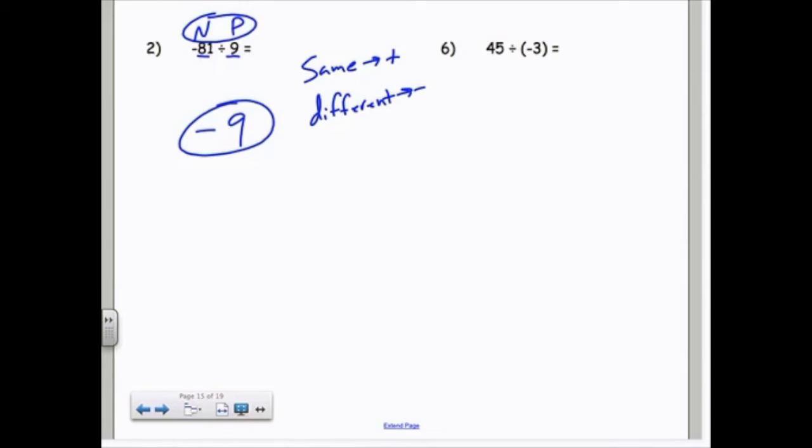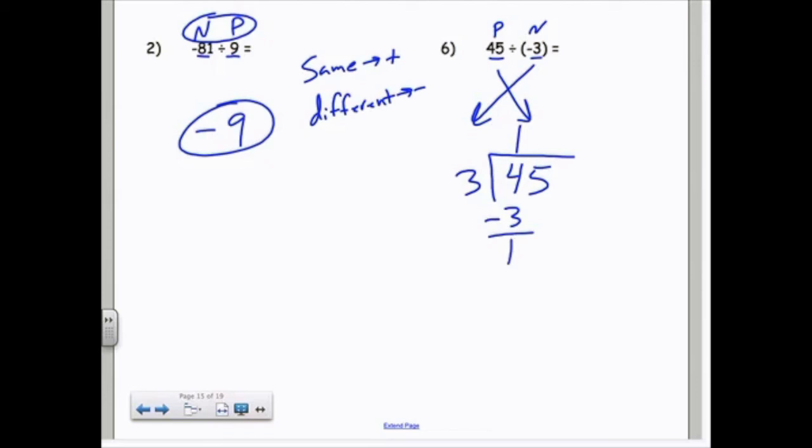So for number 6, positive and negative. First, I do 45 divided by 3. Some of us can do this in our heads. This one might be a little bit more difficult if you can't. If you can't, don't forget you always can crisscross. 3 and 45. 3 goes into 4 once. Bring down the 5. 3 goes into 15 5 times. So the answer is 15. However, signs are different, so it's -15.